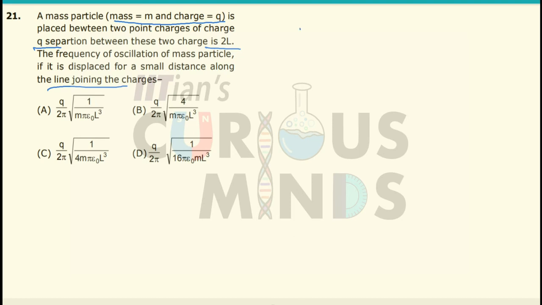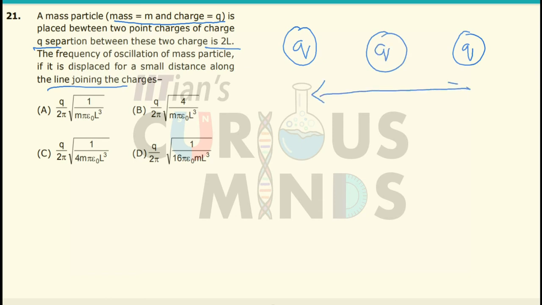Now, first of all, if I consider two charges, each equal to q, and there is a third charge q placed between them, the separation between them is equal to 2L. In order to maintain its equilibrium, this distance will be equal to L. So let us assume that it is displaced towards the left hand side by a small distance x.